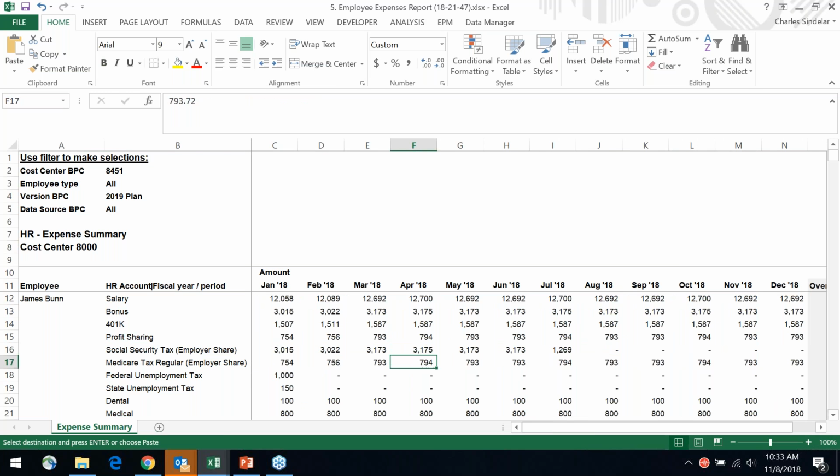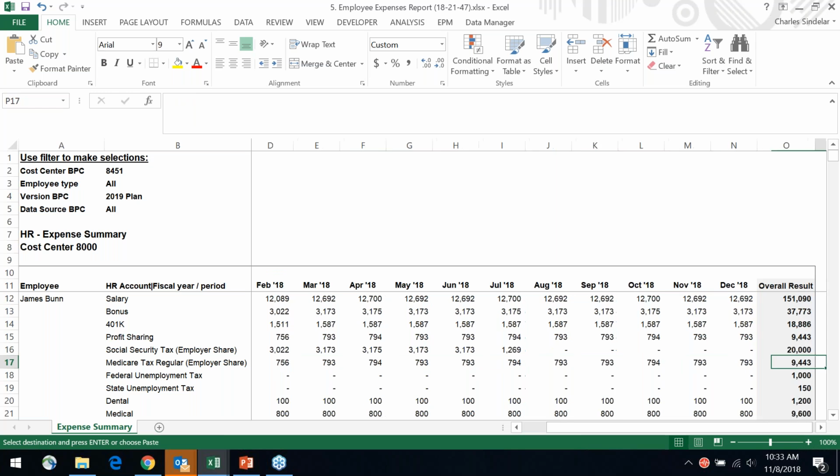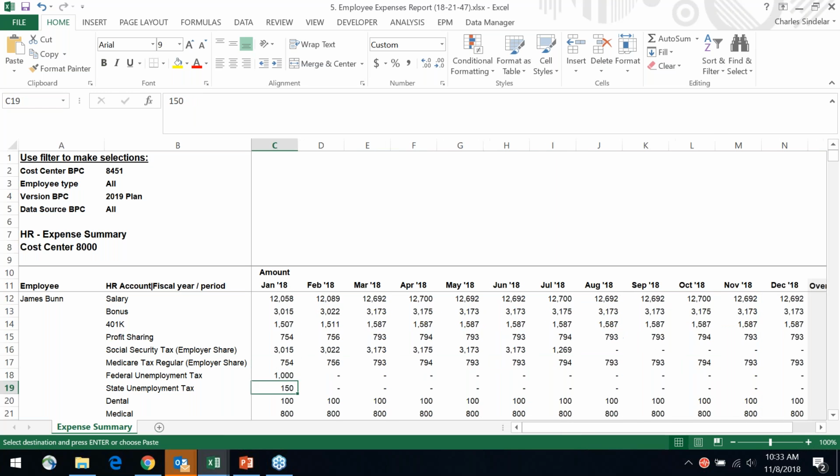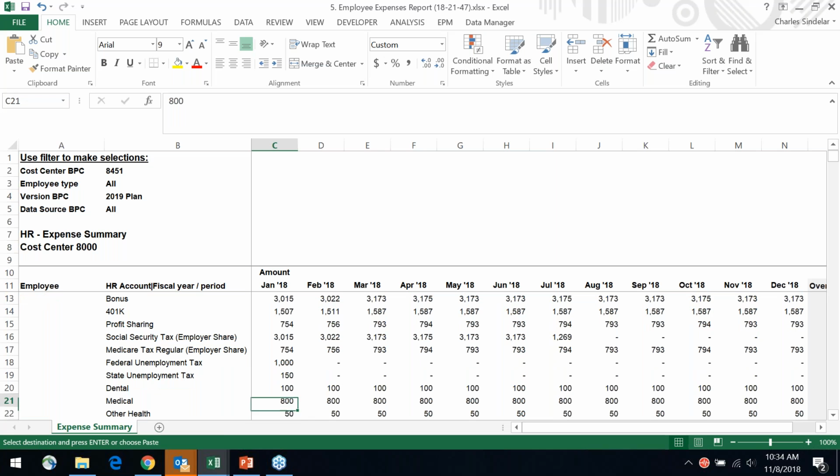Medicare tax, again, this one was consistent. These lower rate things that are paid, the Medicare tax, the federal employment tax, and the low state unemployment, were all covered in the first month, and they were calculated as well. Then we move on down to the dental and the medical and other health. So, here, these are all flat-based, right? As long as the person's employed, they have a monthly expense that occurs to the company.